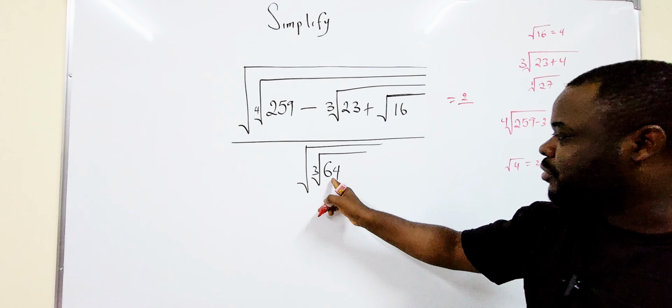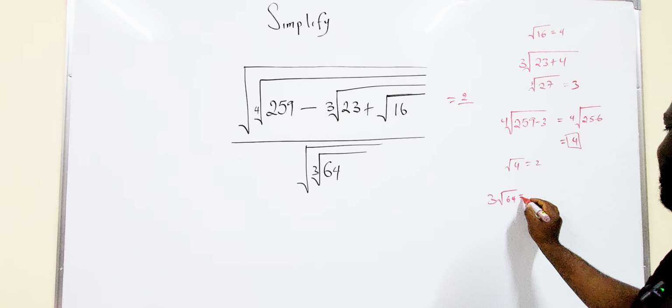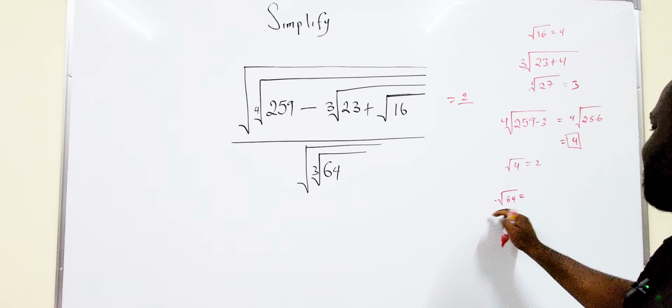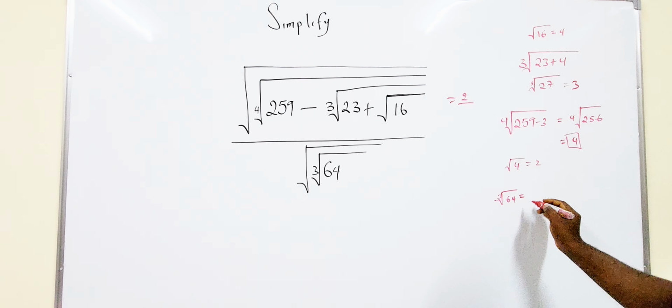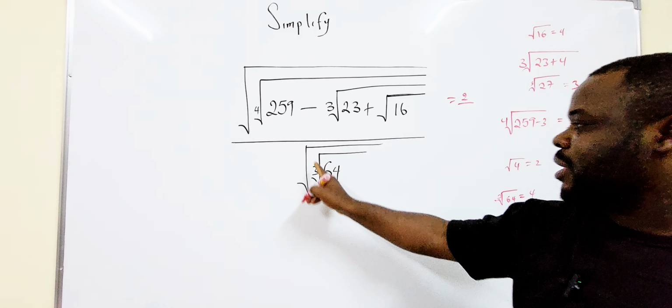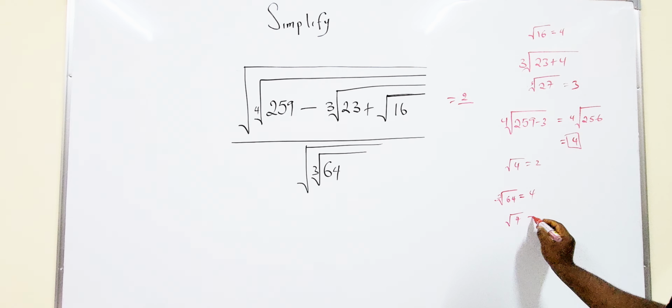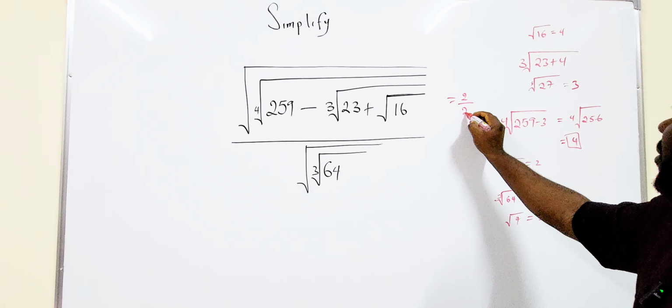So what is the cube root of 64? Cube root of 64 is going to give you, sorry, this is index, please. Cube root of 64 is going to give you 4. And what do we have outside? So you now have 4th root. Square root of 4 is going to give you 2. So this is divided by 2.